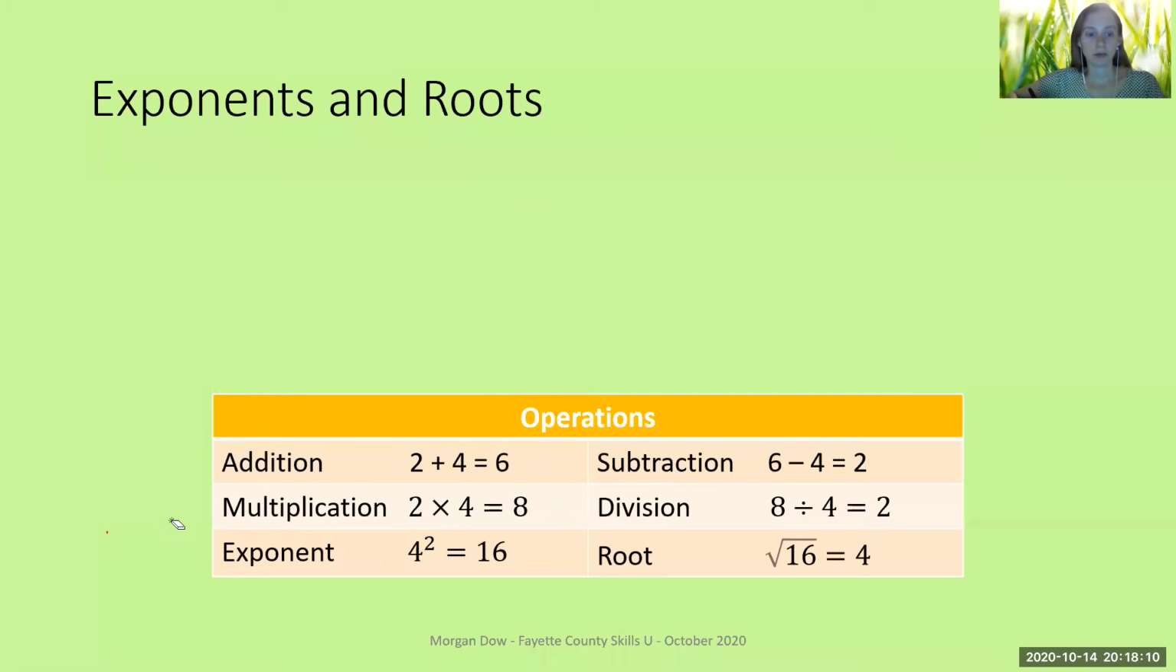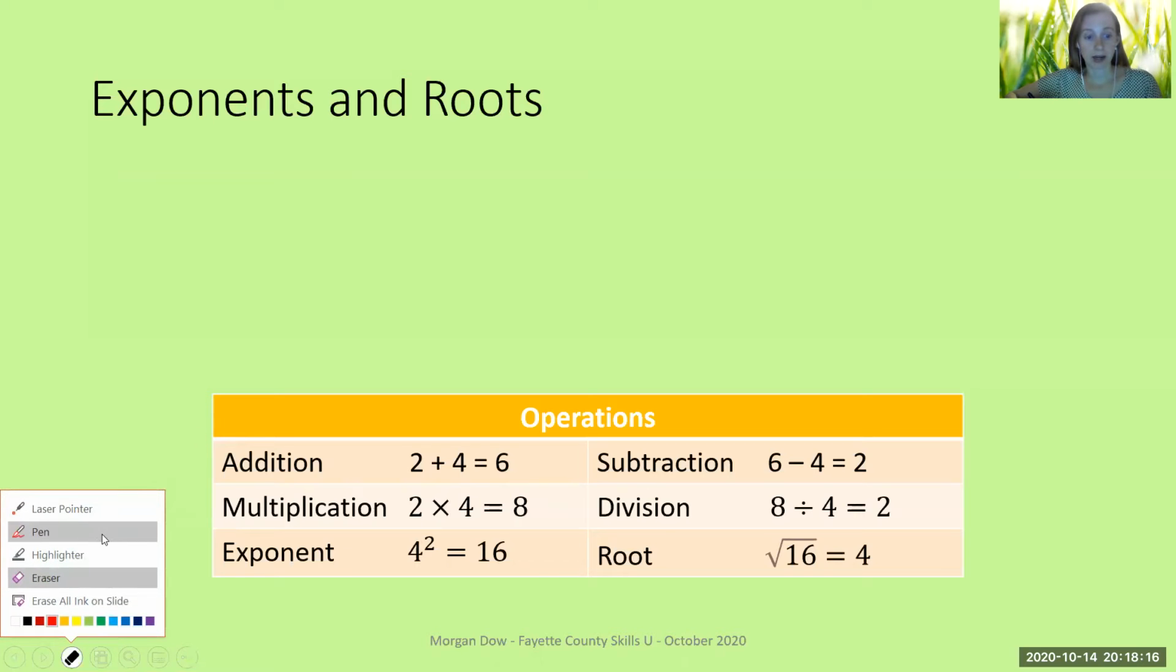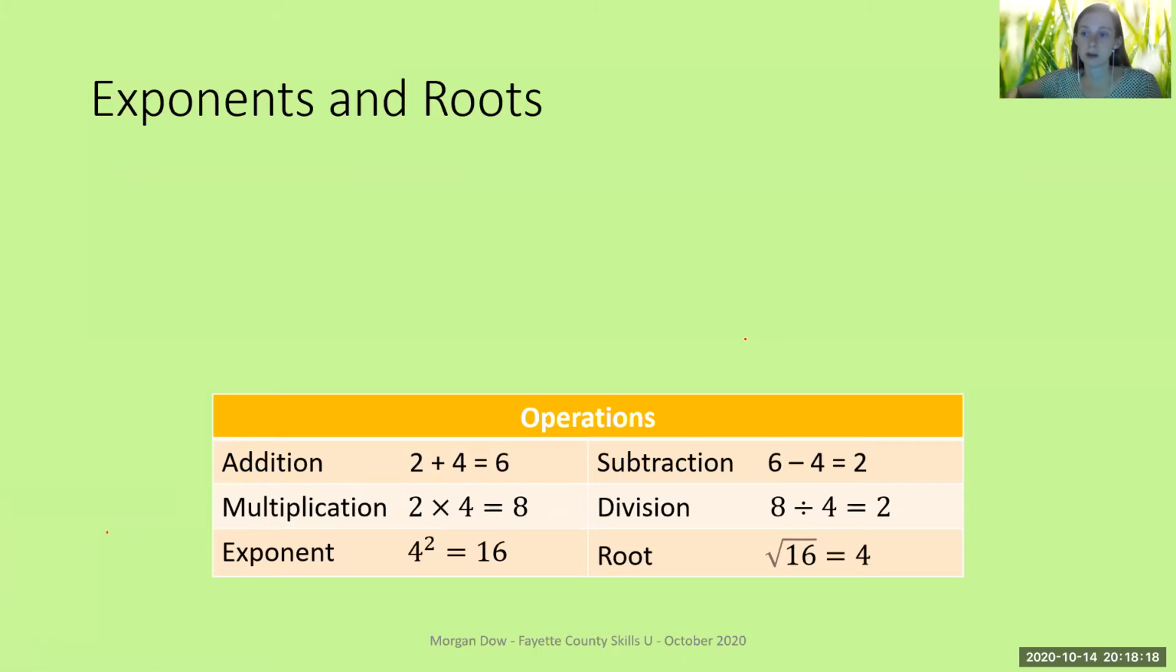Okay, so let's talk about roots next. Now all of our operations, they come in pairs. They come in pairs of inverse or opposite operations. So inverse kind of has the same meaning as opposite. So for example, addition and subtraction are a pair of inverse operations. Subtraction kind of undoes the work that addition does and vice versa. So if you start with 2 and add 4 to it and then take away 4, you kind of end up back where you started. The one cancels out the other.